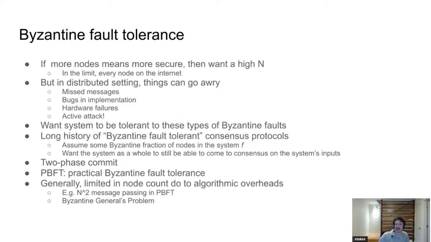Or there could be an active attack. Going back to the previous point, if this is a useful or valuable protocol, people are directly incentivized to try and break it. So someone could be actively attacking some subset of nodes on the network. All of these types of things, we call Byzantine faults.